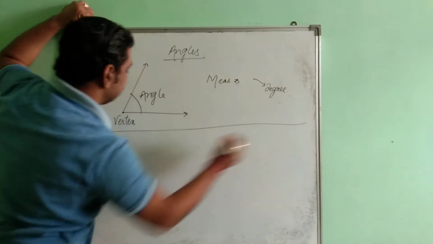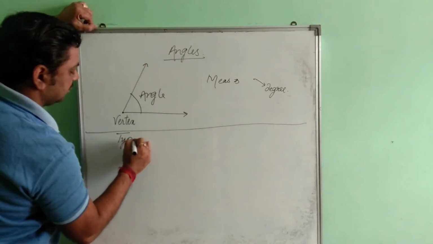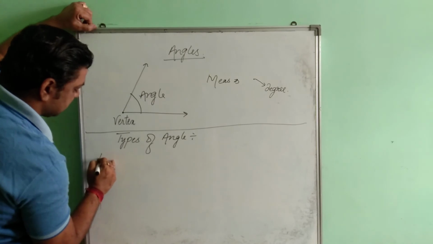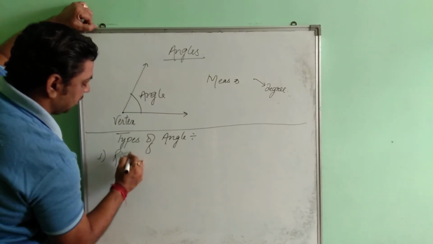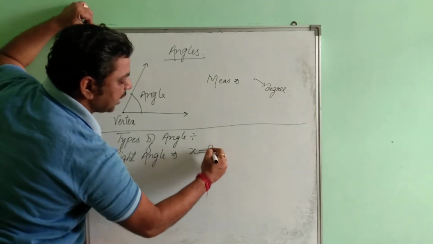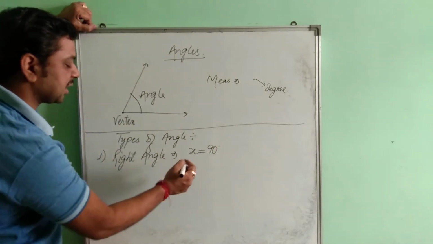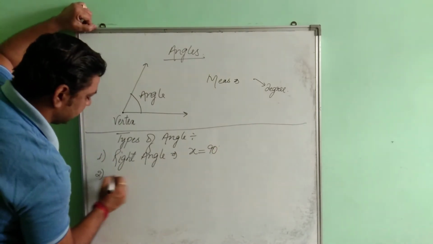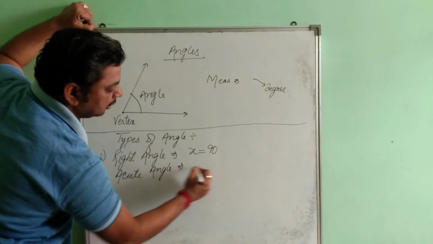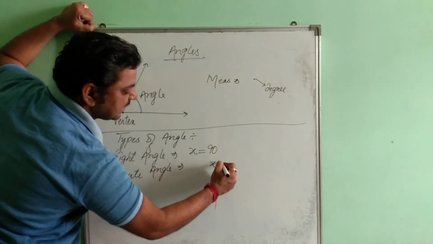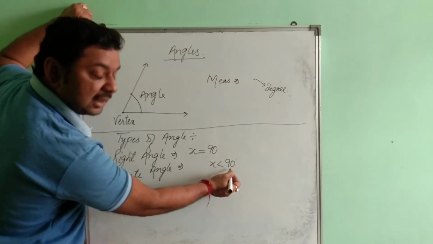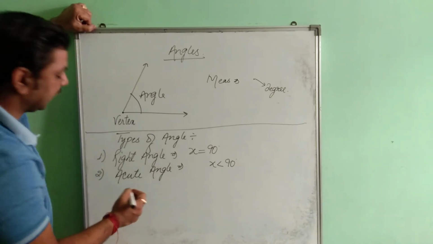Then we see the types of angle. First, the right angle. Any angle which is equal to 90 degrees is considered a right angle. Second, acute angle. Any angle which is less than 90 degrees would be considered an acute angle.